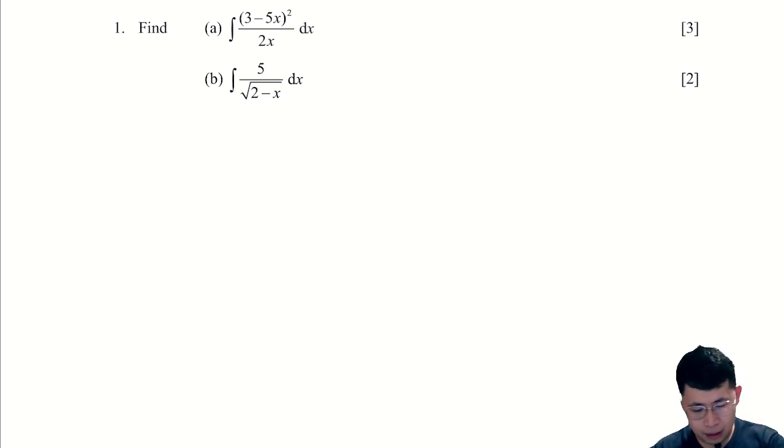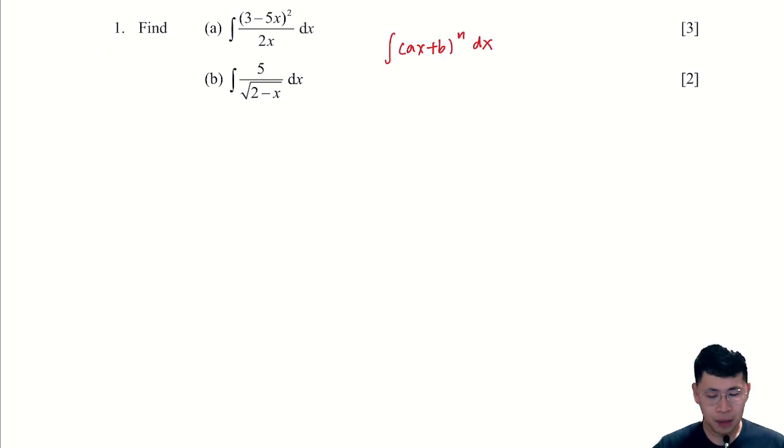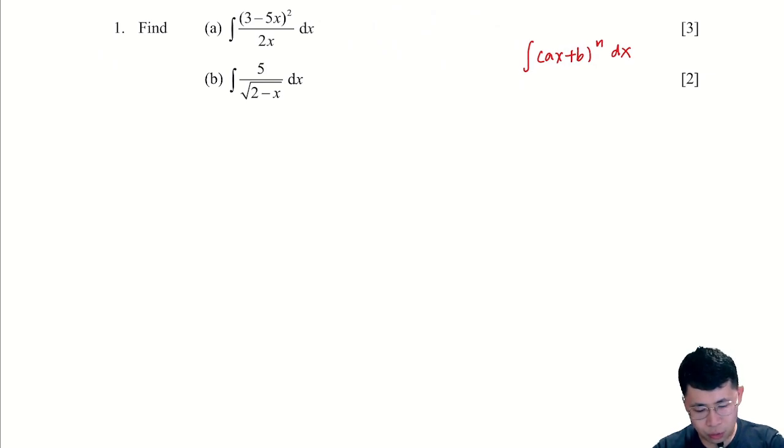So question 1. Technically speaking, we have learned how to integrate (ax + b)^n dx. However, if you observe, this is the top component, but at the bottom there is actually a 2x to divide by. Because of this, we cannot use this particular formula. Instead, we will need to simplify with this in mind.